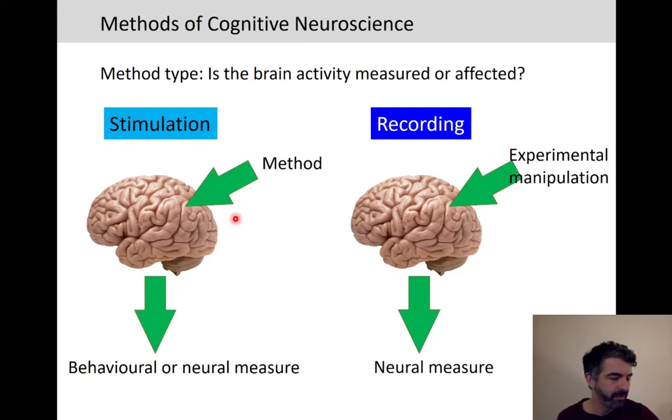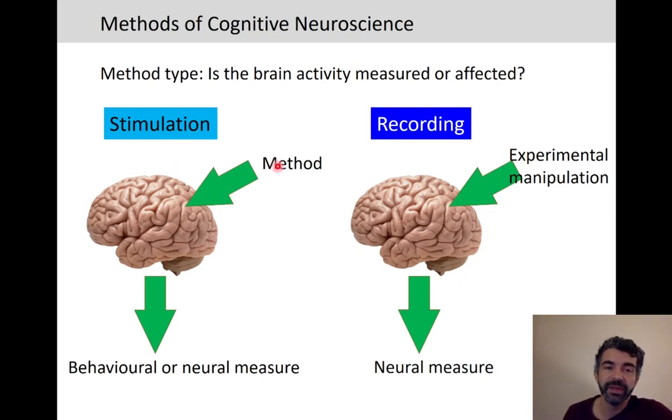Okay, so now I hope you believe me that both cognitive psychology, or psychology in general, needs neuroscience and vice versa. Now let's have a look at neuroscientific methods that we can use to measure cognitive processes. So there's 3 ways to differentiate between neuroscientific methods. The first one is whether it is stimulation or recording.